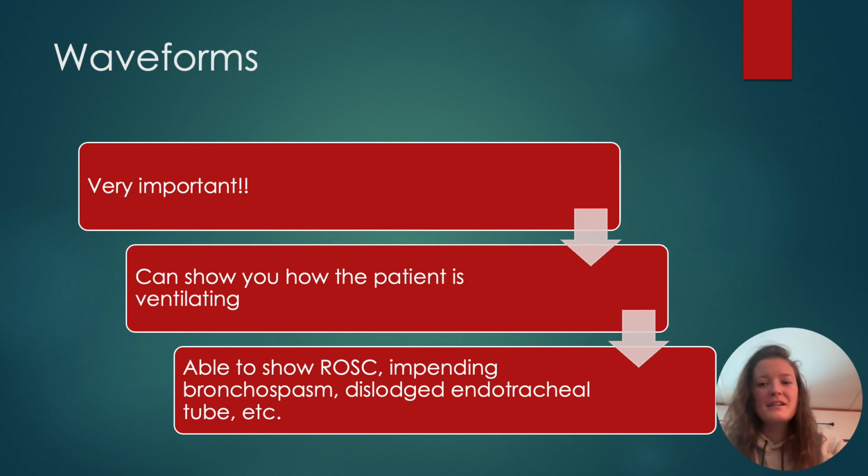If it's not a box, then we are having some issues. The waveforms and the numbers can show ROSC during a cardiac arrest, impending bronchospasms in the asthma patient, dislodged endotracheal tubes, how adequate CPR is, a bunch of things.